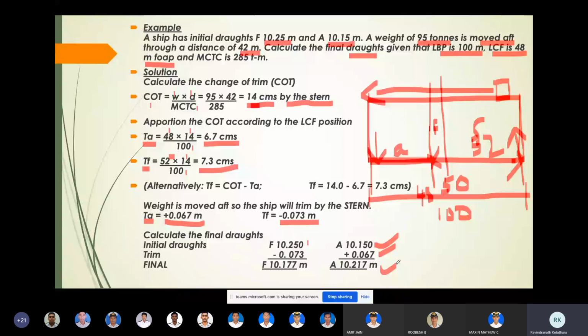Okay, so I guess we will stop with this. Today we discussed MCTC. We did the change of trim formula, a new formula. We also saw the formula for MCTC. Then we discussed a new concept, LCF. What do you mean by LCF? LCF is the important factor by which the trim of the vessel changes with the position of F. So with the position of F, we saw when it is at midship how the trim gets affected, and when it is not at midship how the trim gets affected.